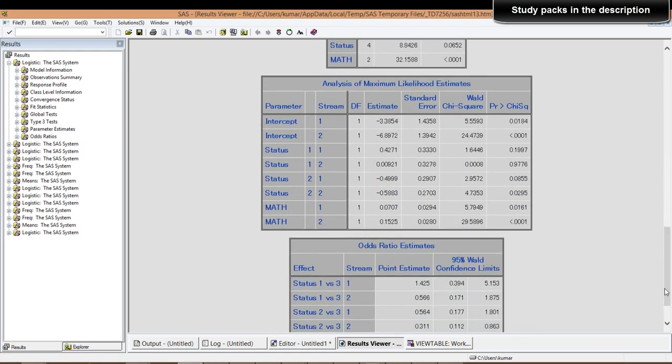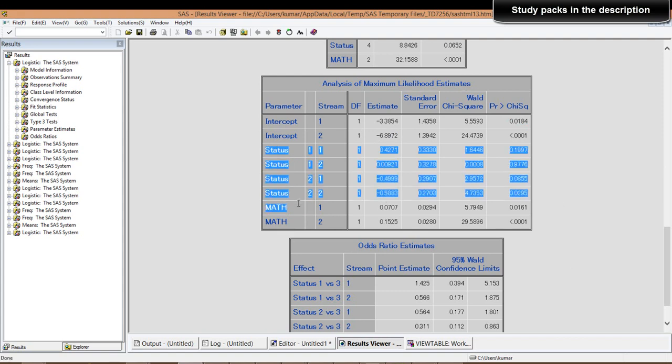And then another important, and the most important, part of the result is the analysis of maximum likelihood estimates. Multiple values for intercept and multiple values for the slope coefficient, multiple estimates. So intercept 1 is -3.3, which is also significant because the p-value is less than 0.05. Intercept 2 is also significant, with a value of -6.89. Now, when you have 3 categories in the dependent variable, you will get 2 intercepts. If you have 4 categories, you will get 3 intercepts. So if you have n categories, you will get n-1 intercepts. Okay, so that's the idea.